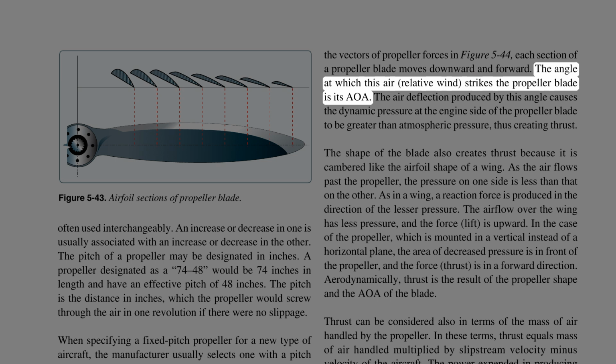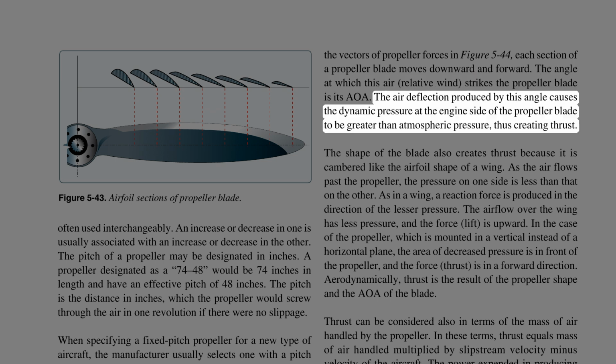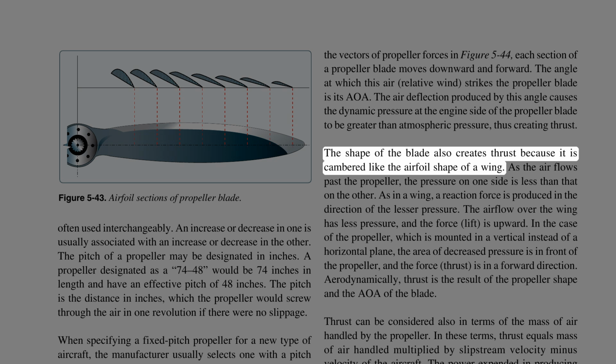The angle at which this air, relative wind, strikes the propeller blade is its AOA. The air deflection produced by this angle causes the dynamic pressure at the engine side of the propeller blade to be greater than atmospheric pressure, thus creating thrust. The shape of the blade also creates thrust because it is cambered like the airfoil shape of a wing.